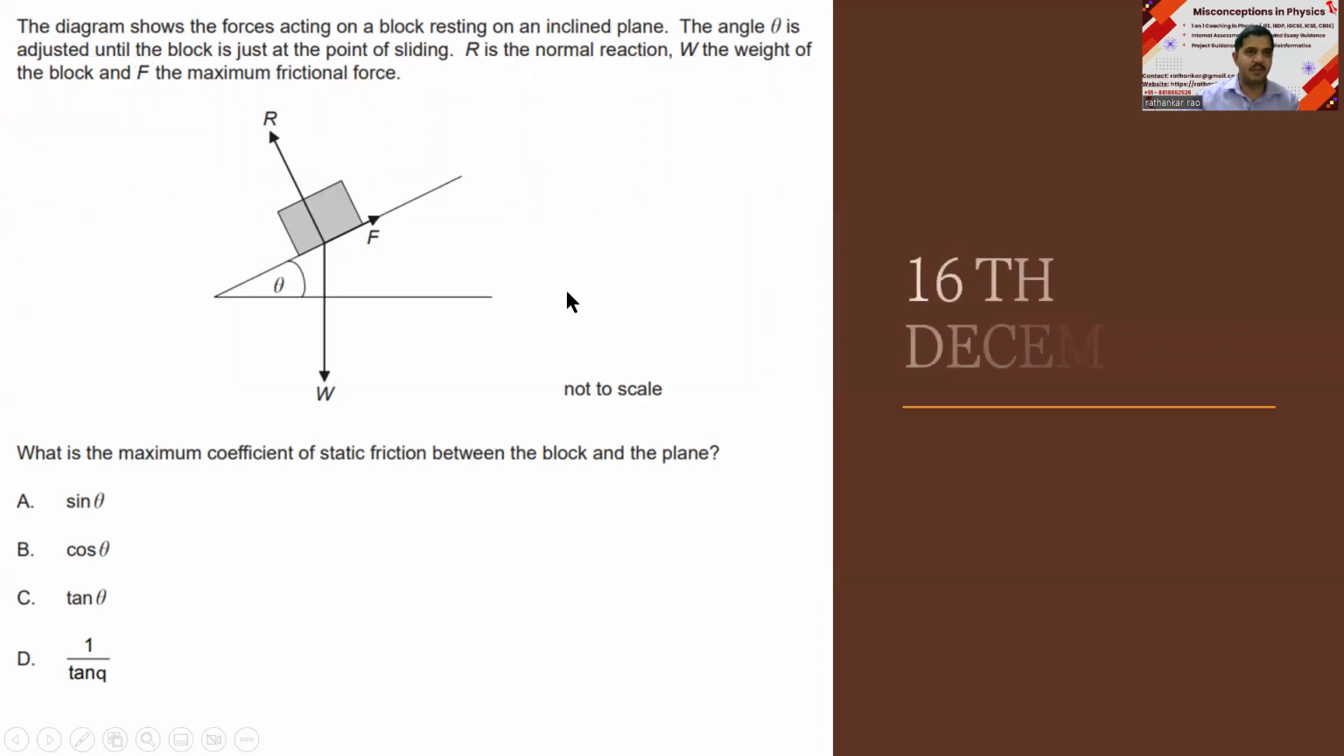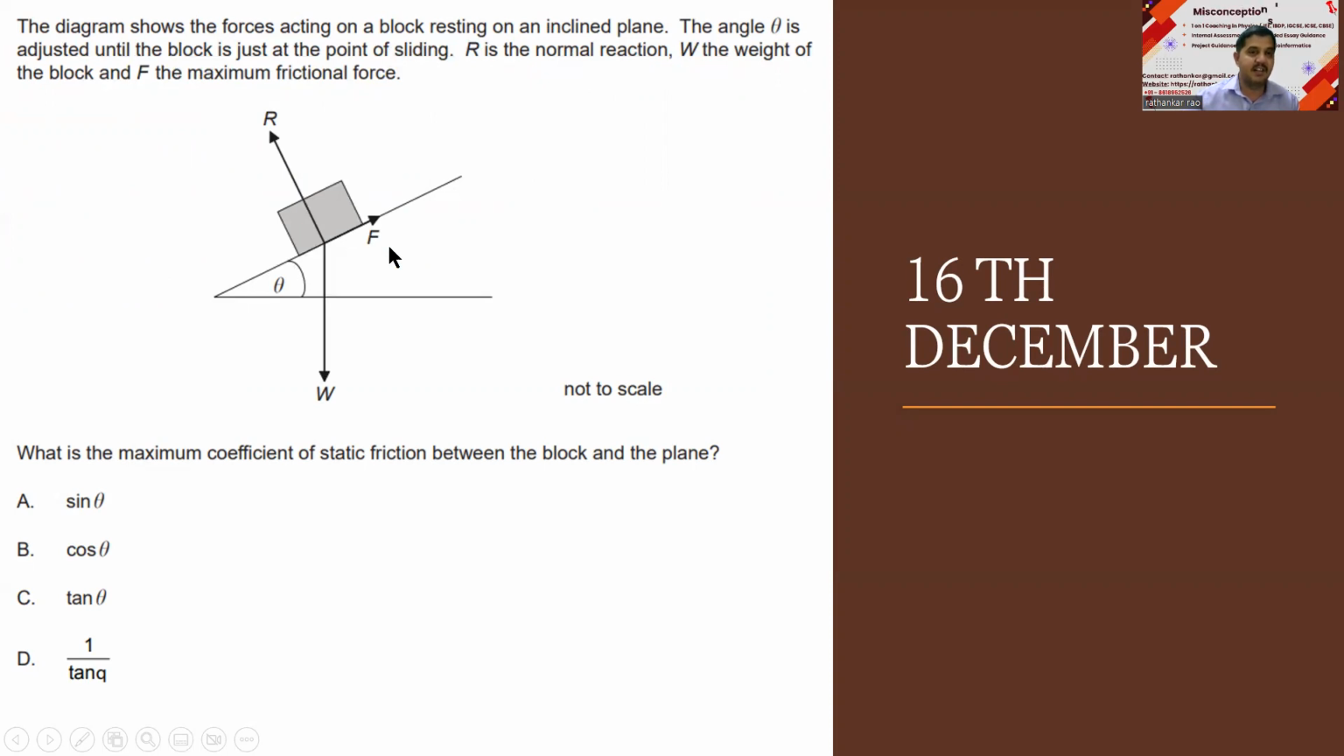Now let us move on to the third one. This diagram shows the forces acting on a block resting on an inclined plane. Remember, resting means the body is not moving. The angle theta is adjusted until the block is just at the point of sliding.